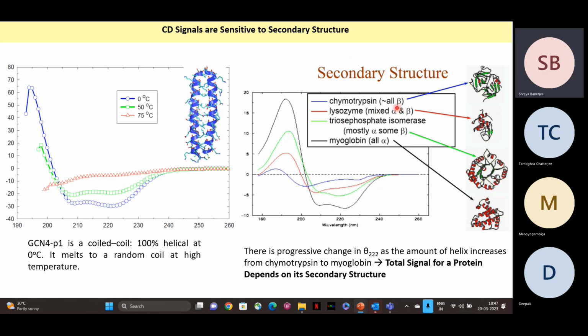If we go to lysozyme, in which alpha and beta are more or less equal, you can see that slowly the intensity of alpha helix is decreasing and the characteristic spectra of the beta sheet is appearing. Till we go to chymotrypsin, which is completely beta sheet, and we observe only the characteristic spectra of the beta sheet. So there is progressive change in the intensity as the amount of the helix changes. The total signal of the protein depends on its secondary structure. For example, lysozyme, which is a mixture of alpha and beta, shows the peaks for both alpha and beta.